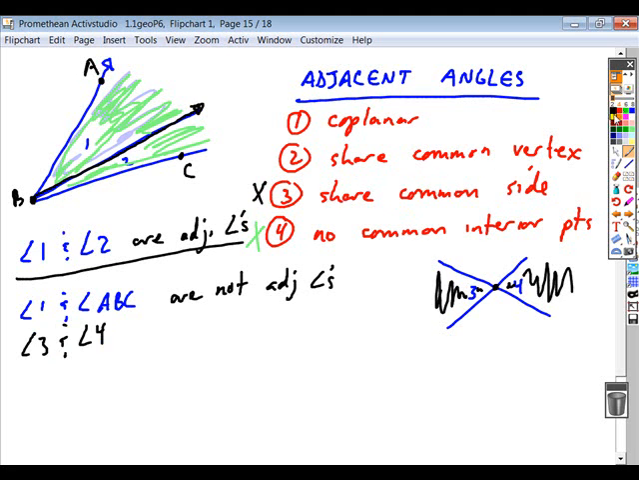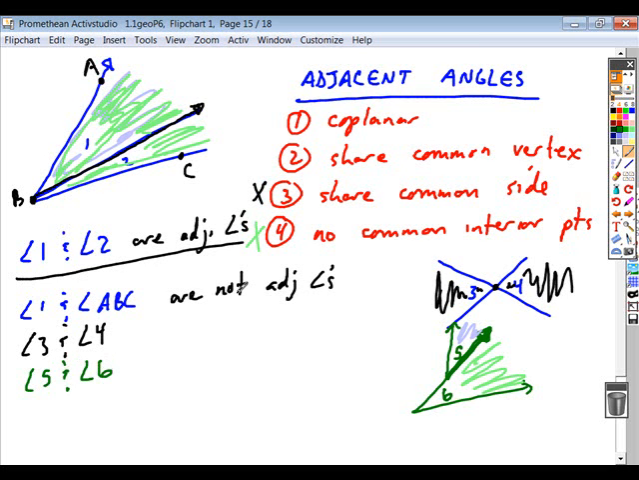Let's look at two angles that don't have a common vertex but meet all the other criteria. If I look at angles 5 and 6 here, they're coplanar. They share a common side right here. They have no common interior points. Here's angle 5's interior, here's angle 6's interior. However, they don't share a common vertex. So just like those, angles 5 and 6 are not considered adjacent angles.